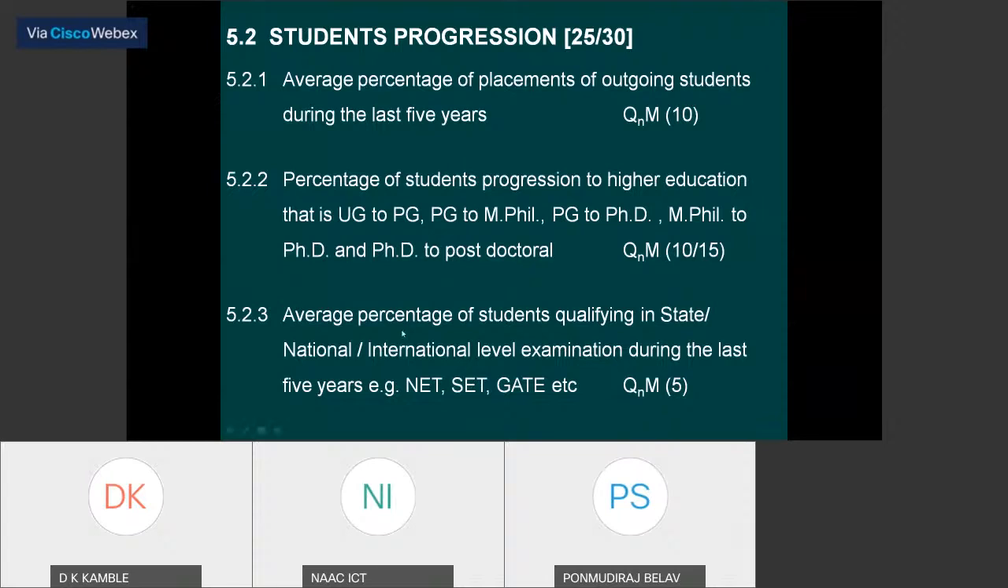The average percentage of students qualifying in any state government, national or international level examination. Some examination authorities give a passing certificate, some give an eligibility certificate, whatever. It is not only NET, SET or GATE exams that we mention here. No, if it is lower cadre exams also, conducted by the state government, all eligibility and qualifying documents of students are required, whether it may be an eligibility certificate, qualifying certificate or mark card, whatever. That record is required yearly.